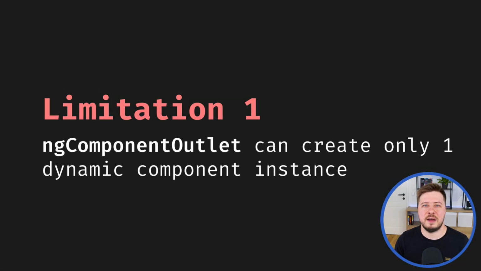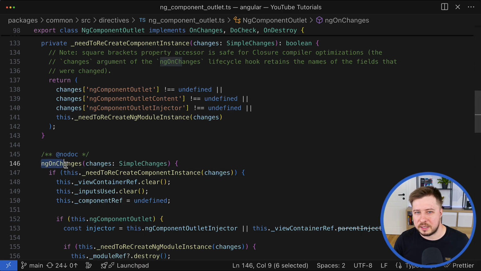The first limitation is that you cannot have multiple component instances for NgComponentOutlet. Only one component instance can be created in the view container ref that is associated with the NgComponentOutlet directive instance. This is because, if you remember from the source code, each time before creating a new component instance, the view container ref is cleared, and that's why you cannot have multiple instances.